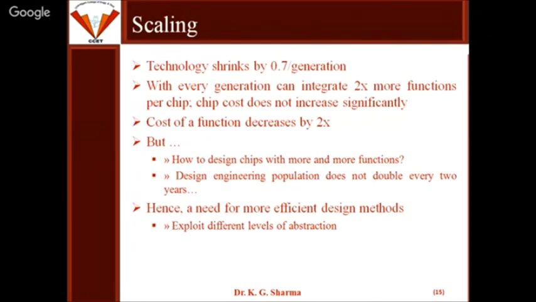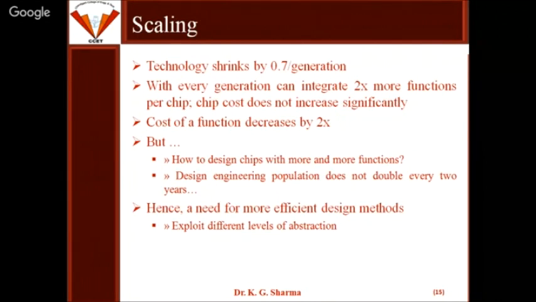So if we talk about scaling, technology shrinks by 0.7 per generation. With every generation we can integrate 2 times more functions per chip, and chip cost does not increase significantly. It means if you talk about the processor, within 6 months or within 1 year every processor is going to be obsolete, but the cost of the processor is almost the same. It is not going to change. So cost is almost the same, but we are getting more and more functionality within the same chip.